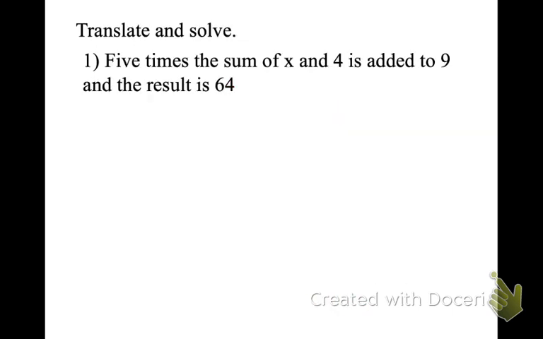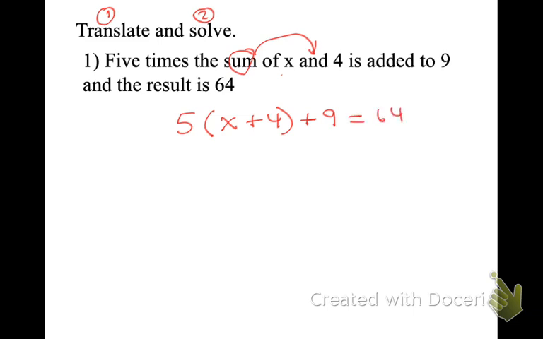Now it says translate and solve. 5 times the sum. Okay? 5 times the sum. 2 things to do: 1, translate, 2, solve. So I'm doing 5 times the sum of x and 4 is added to 9. And the result is 64. So step 1, we translated, 1 point for that. Now we have to distribute first in order to solve.